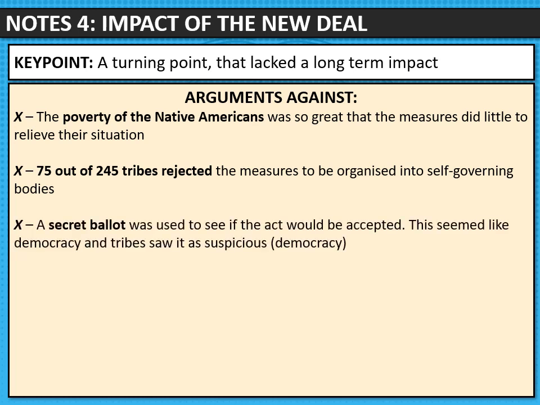A secret ballot was also used to see if the Act would be acceptable to Native Americans. Native Americans did not appreciate this. Native Americans would make decisions typically in a tribal council where everybody was out in the open and views were expressed freely. A secret ballot seemed really like Western democracy, particularly the secretive part, and tribes therefore saw it as very suspicious.